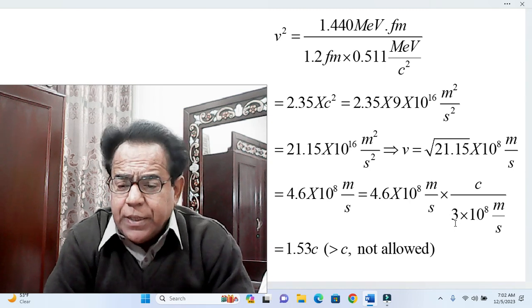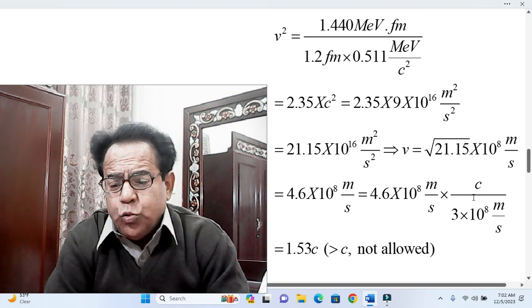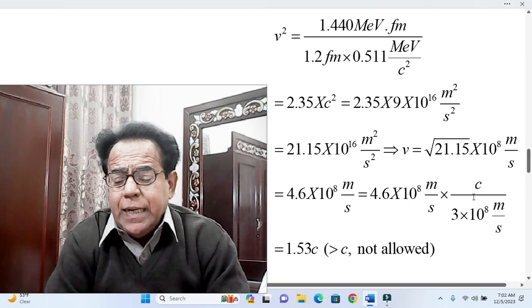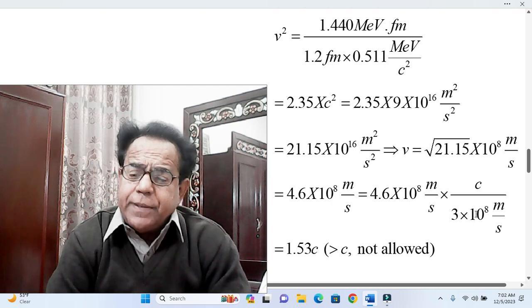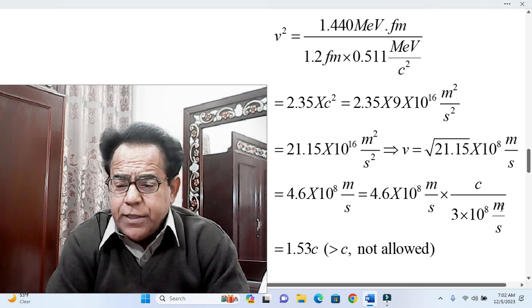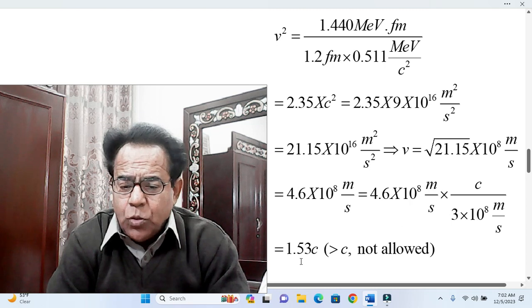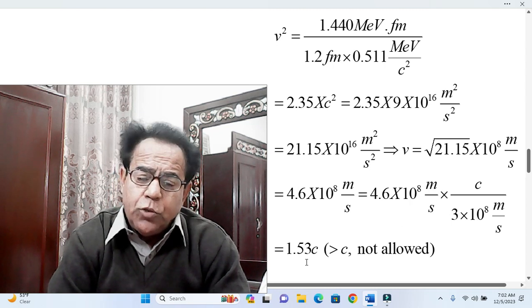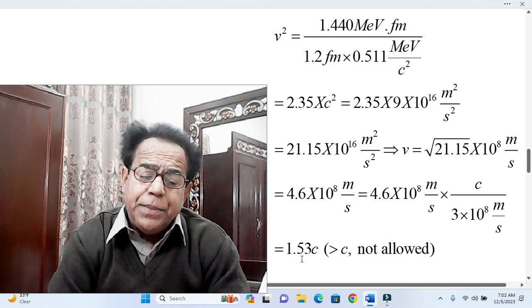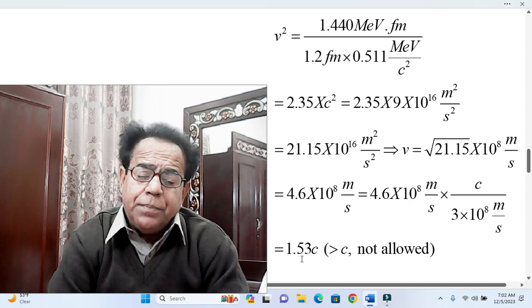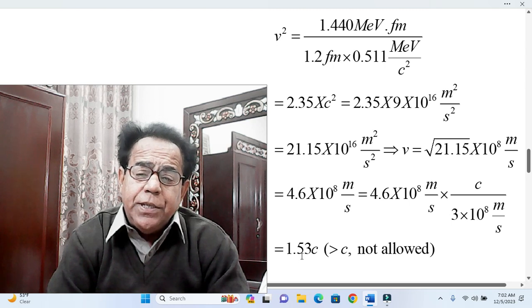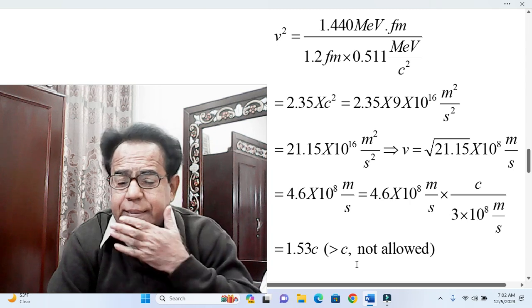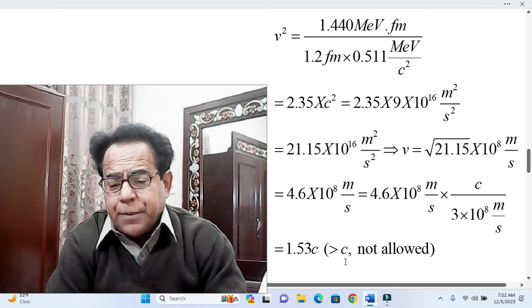The only difference is that in the numerator we have used only c, while in the denominator we have used its alternate value in terms of meter per second. So here, dear students, meter per second will be cancelled with meter per second, and hence v will become equal to 1.53 c. So we are seeing that this speed is becoming greater than the speed of light.